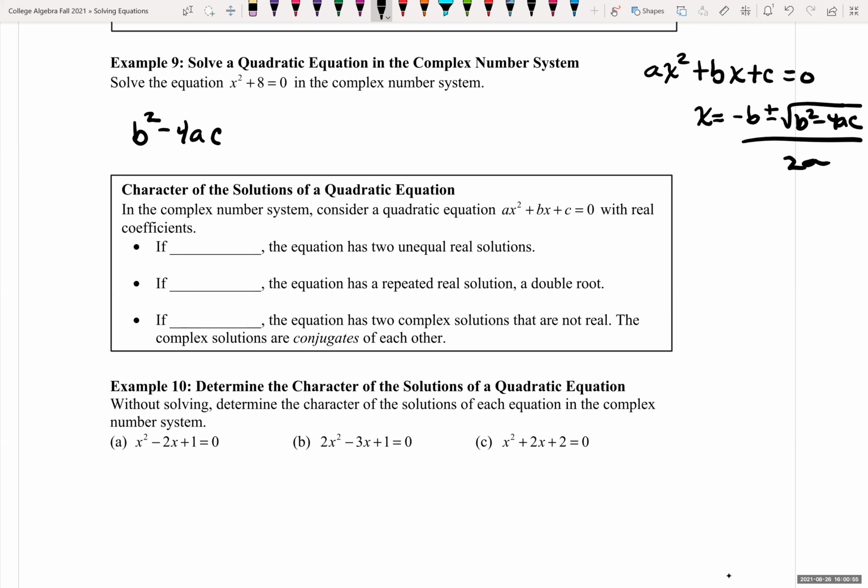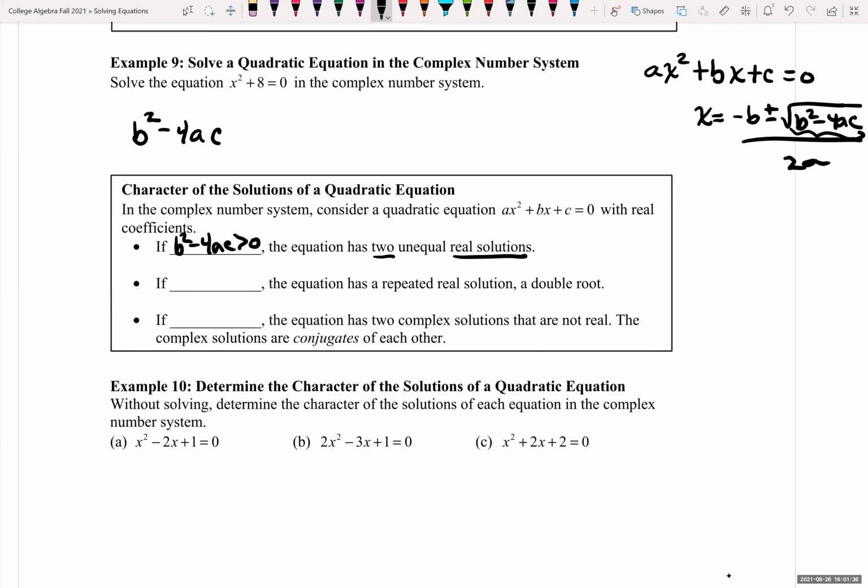So in the complex number system, consider the quadratic equation ax squared plus bx plus c equals 0 with real coefficients. If b squared minus 4ac, that discriminant, is greater than 0, then the equation has 2 unequal real solutions. If we have a positive number underneath this radical, we're going to take negative b plus that square root, and then negative b minus that square root, and then divide by 2a. So that's 2 different unique real solutions.